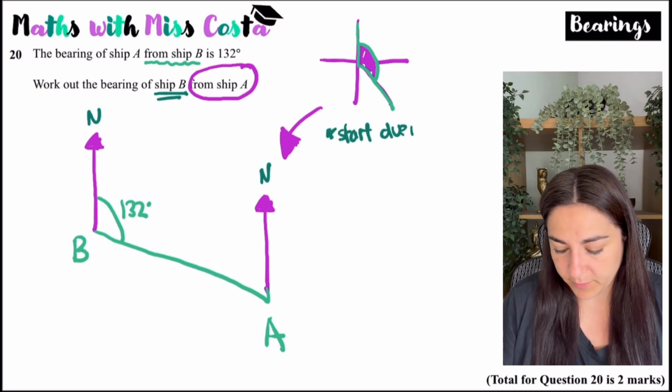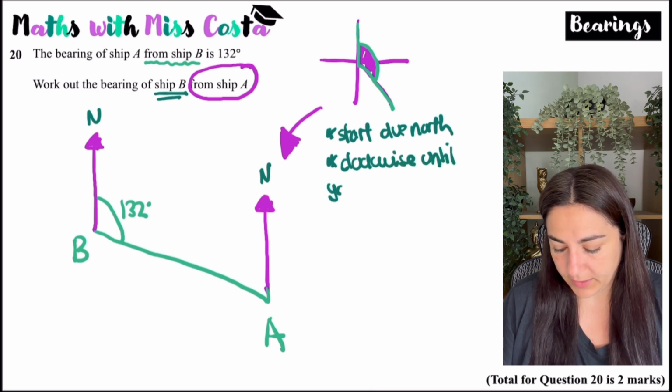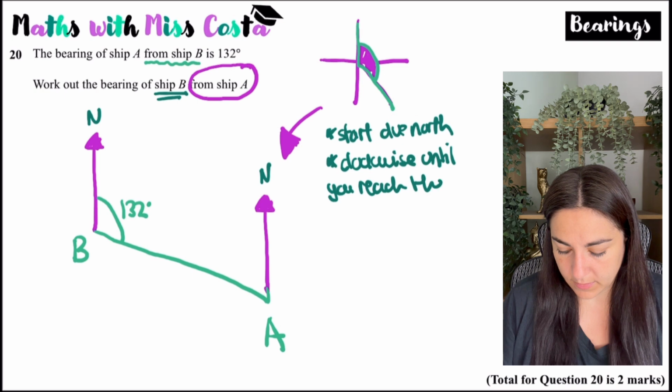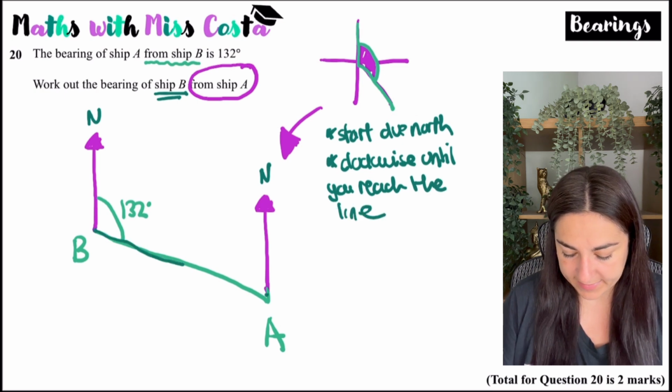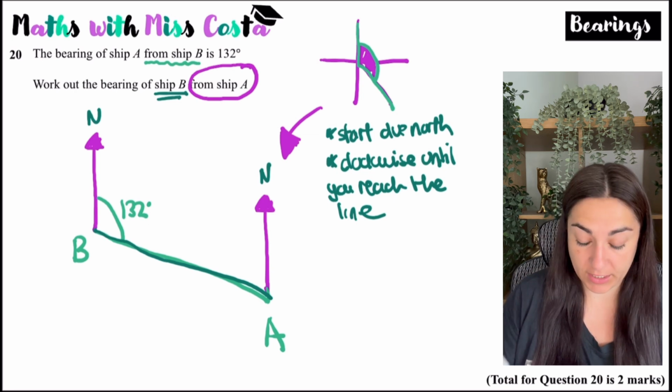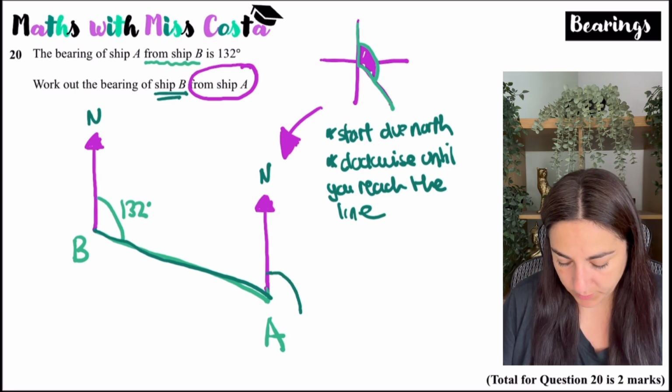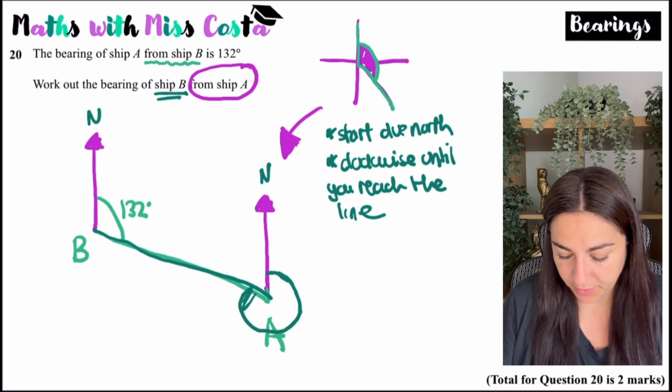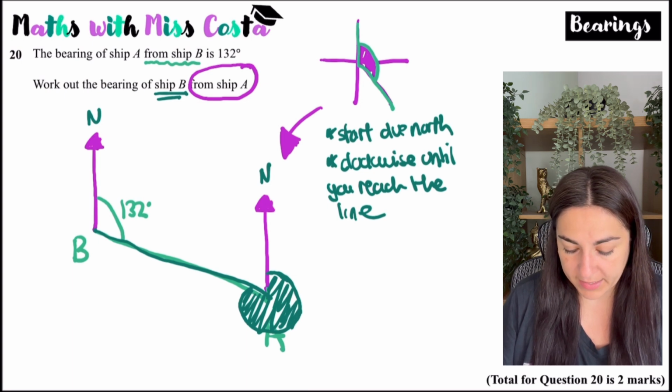So you start from due north, you go clockwise until you reach the line. So the line is this that we've drawn from B to A. This is like the shortest direction that you can get there. So I'm going to need to work out, I start from due north, so I'm going to go clockwise. So this angle here, that's what the bearing of ship B from ship A is going to be.